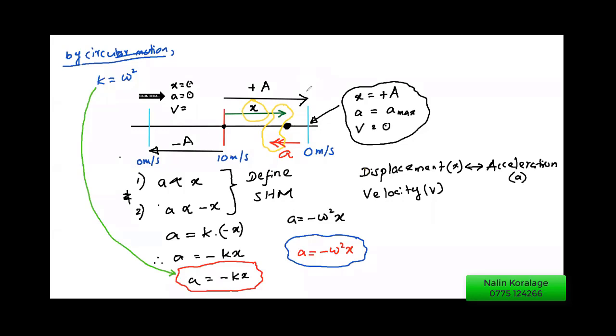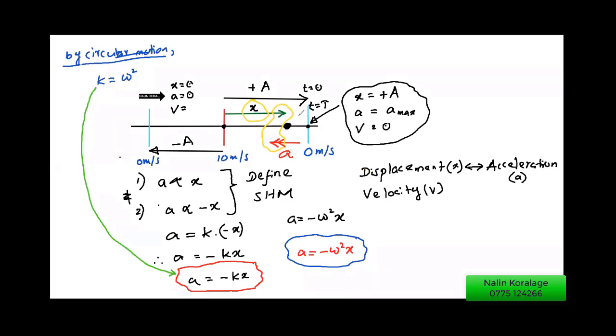Let's say the journey started from this extreme point, so time t is equal to 0. The journey has 4 quarters: going here, then here, then back here, then here. When the particle returns to its original position, it has completed one cycle. The time taken to complete one cycle is defined as the period, capital T. So four such quarters add up to make capital T.